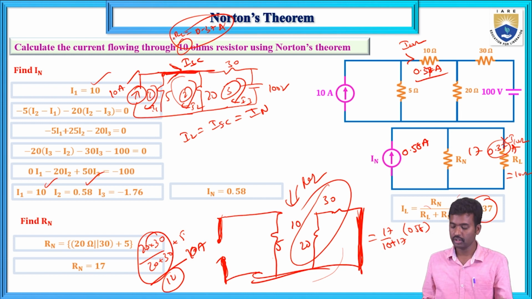Now, in mesh analysis, nodal analysis, Thevenin's theorem and the superposition theorem, we got the same values for all the circuits. Compare these answers with Thevenin's and you will get an idea about how theorems are verified. All theorems are the same. You can use any theorem, and you will get the same value.